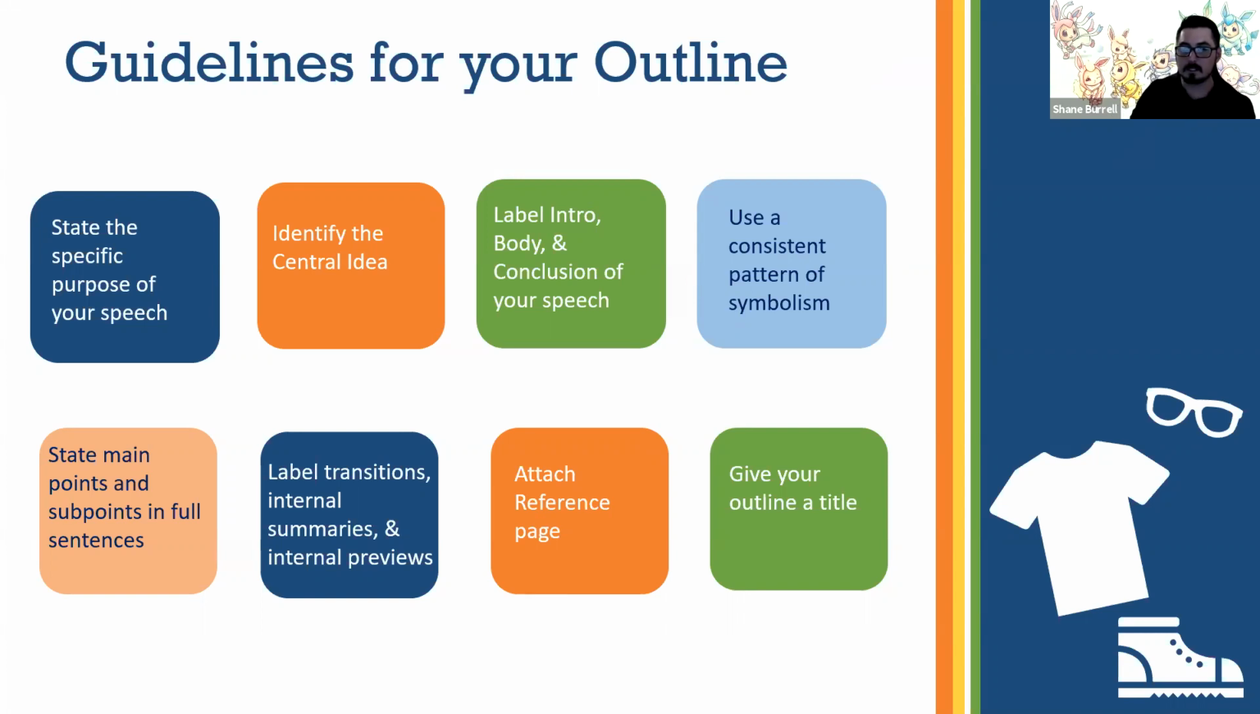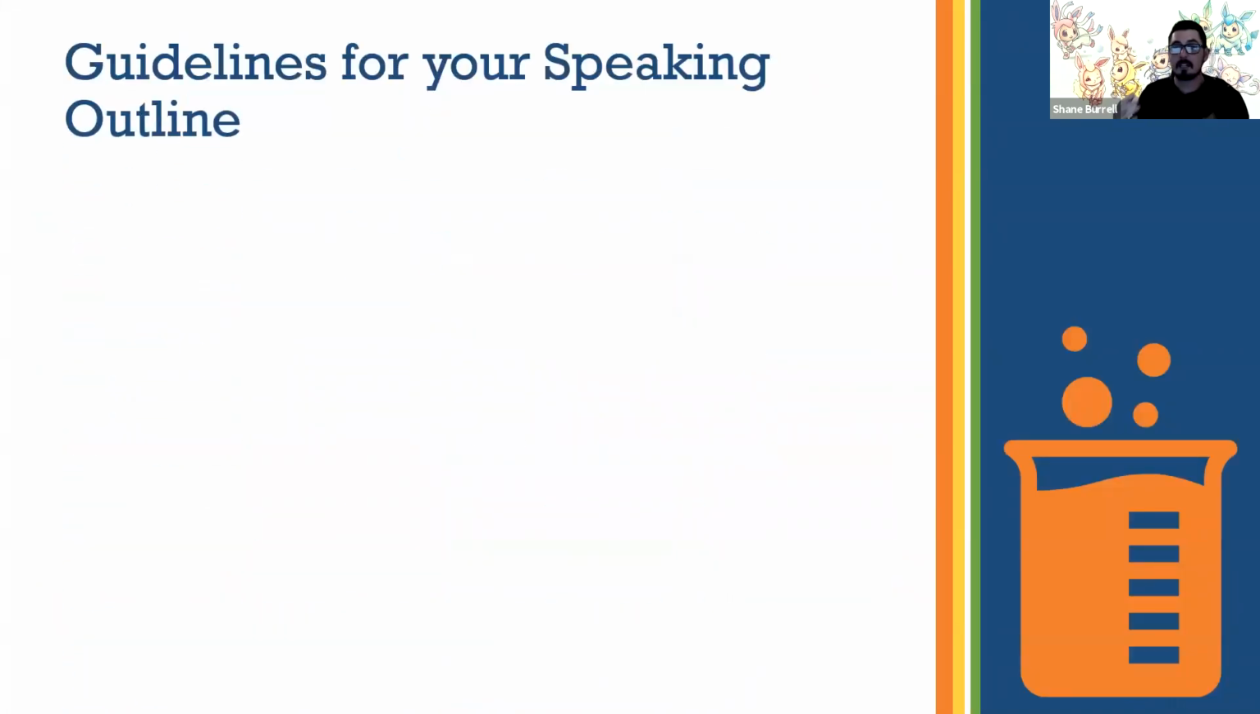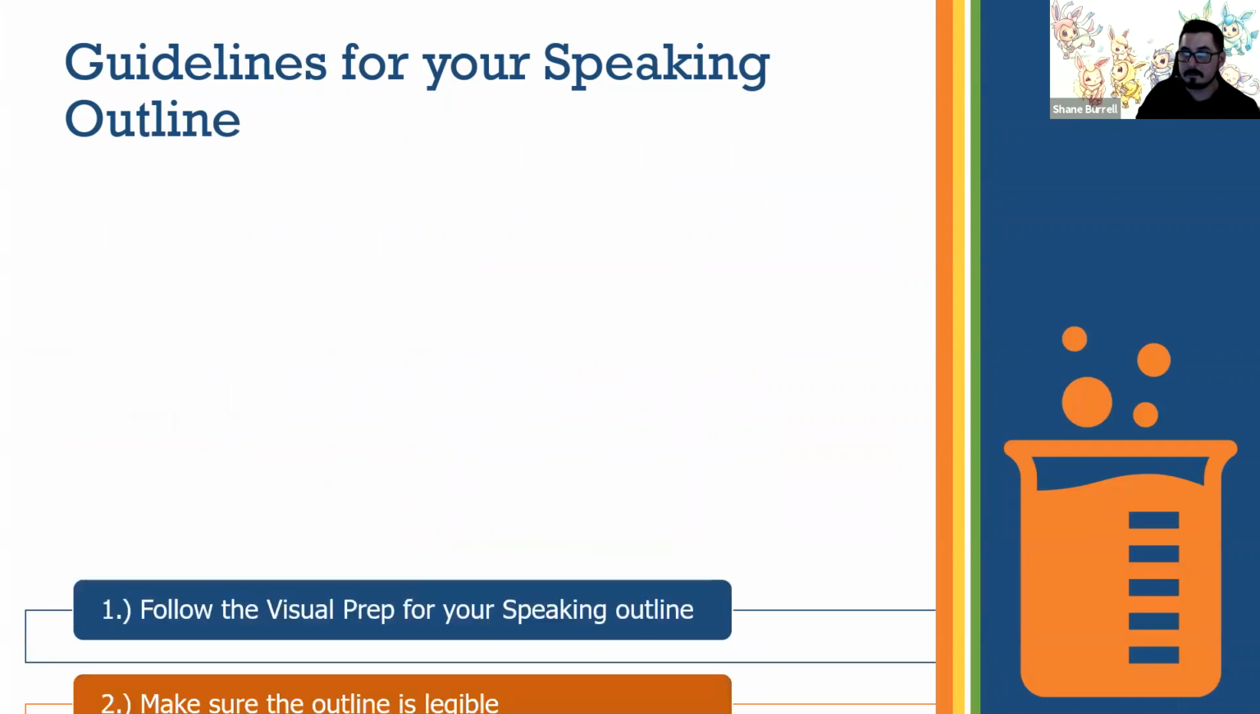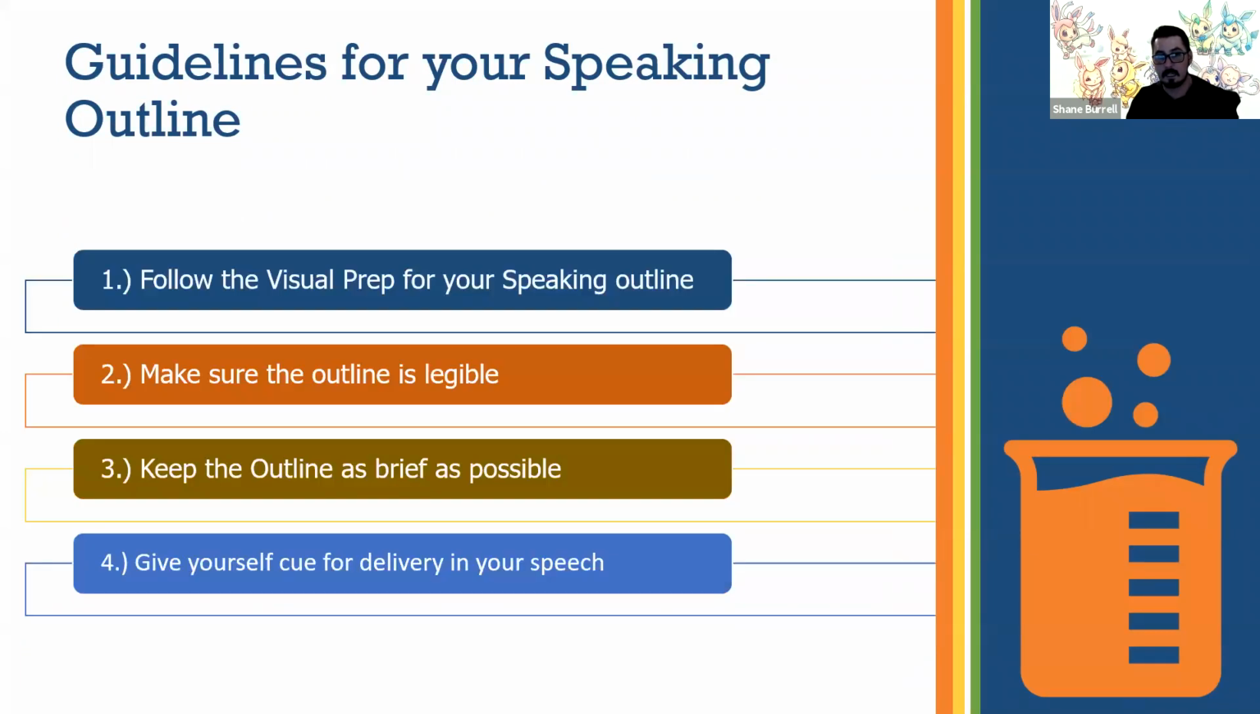So next, what we're going to talk about is guidelines for your speaking outline. In the previous slide, we were talking about just writing it out, right? And that's something that you're going to be using for practice. But your speaking outline is going to look a little bit different, still very similar, but not as completely drawn out the way that it is. And so that's going to look like these 4 things, right?